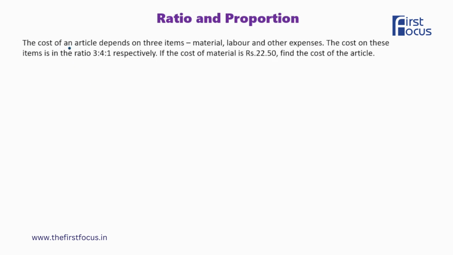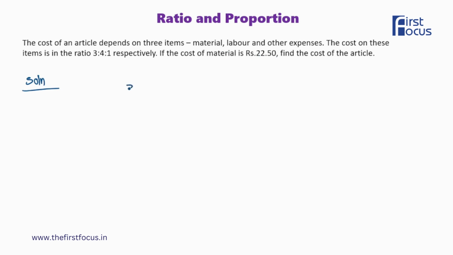Given that the cost of an article depends on three items: material, labor and other expenses. The cost on these items is in the ratio 3:4:1 respectively. If the cost of the material is rupees 22.50, then find the cost of the article. Here they have given the ratio of material, labor and other expenses, 3:4:1. Then they have given the cost of material is 22.50.